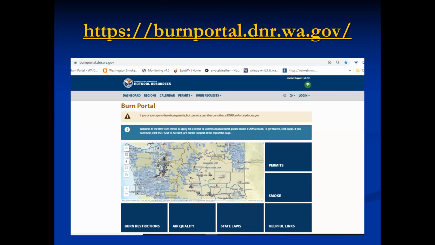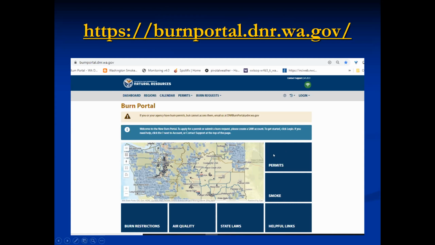This is the place to go to get pretty much every bit of information you're going to need to burn. So you can see on here, you can look up every issued burn permit in the state, see where they all are. You can't see all the information on them because some of that is relatively sensitive. But you can see exactly where they are, how much they're for, what kind of burn it is.